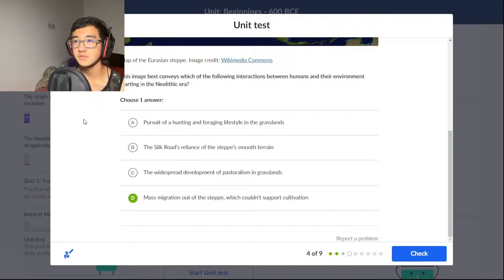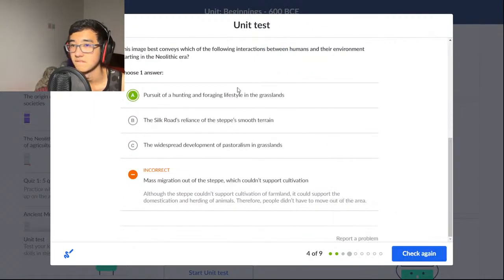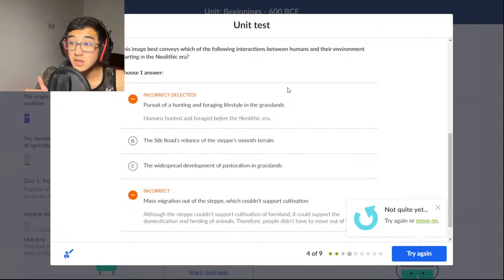The image best conveys which of the following interactions between humans and their environment. So maybe it's D, because I think the mass migration due to not being able to support cultivation better conveys the humans and their environment as compared to pursuit of hunting and foraging lifestyle. So it's neither of them.